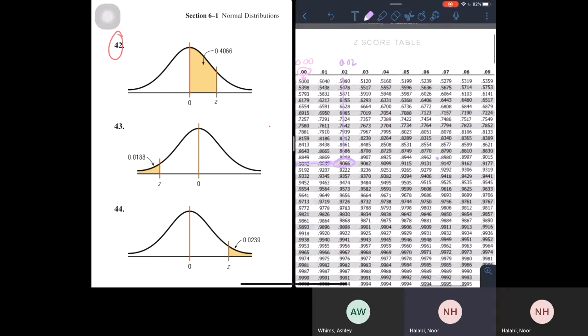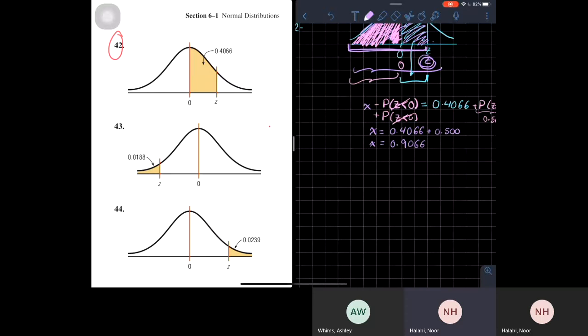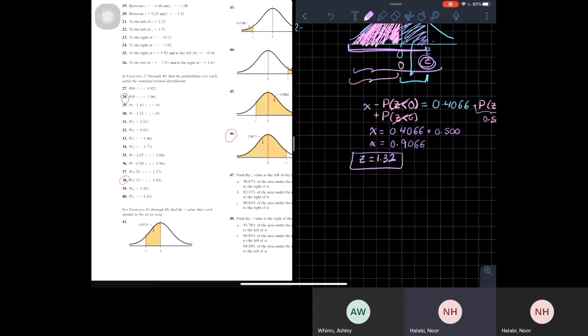So now I can just add them. It's going to be the 1.3 plus the 0.02 to give me 1.32, which is what my z-score is. So now I know that my z is just going to equal 1.32, which is what they were looking for all along. So yeah, that's my answer.